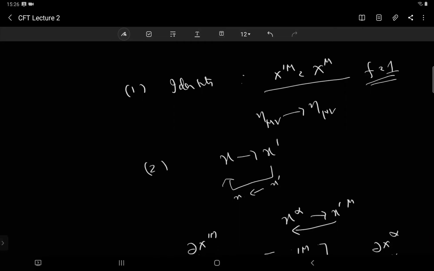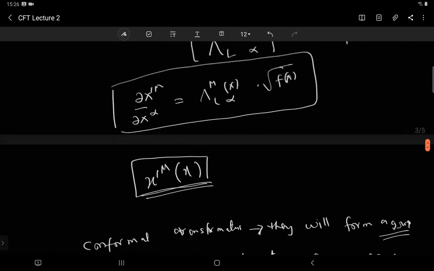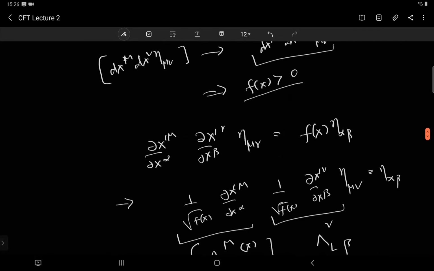So the first statement is that the identity transformation is a conformal transformation, because for the identity transformation f is equal to 1. Identity transformation means you do nothing, so x prime mu is equal to x mu. If you just substitute x prime mu equal to x mu in the equation that you have to check, you will get eta mu nu equal to eta mu nu, and f will be 1. So that is automatically satisfying this equation for f equal to 1, right?